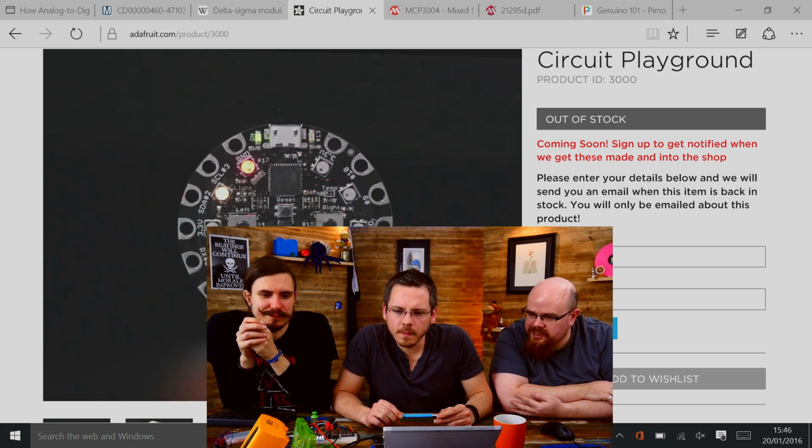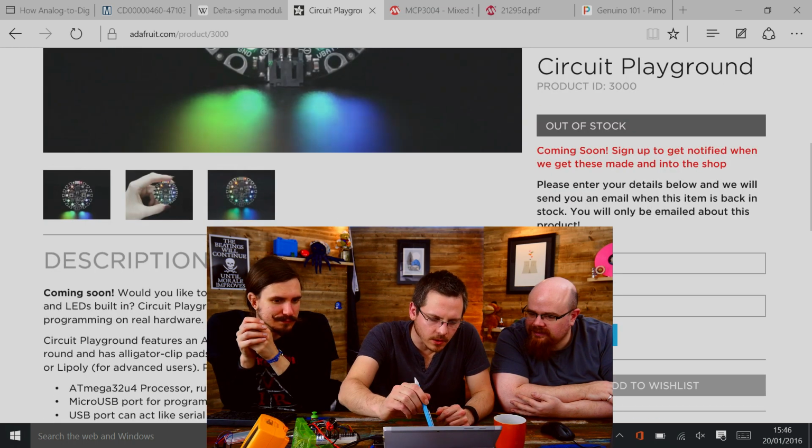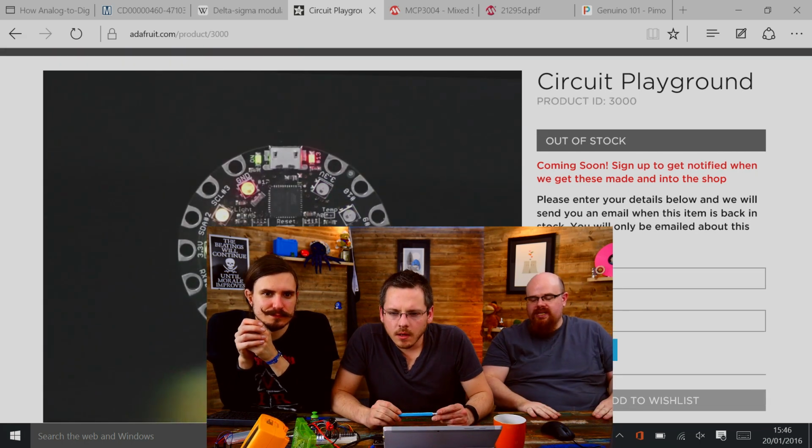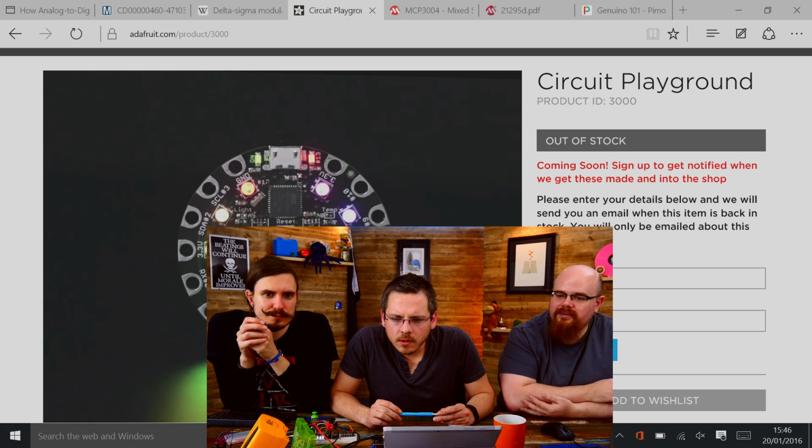And what's the micro on this? I don't know. Oh, 32U4, 32U4. So still old school. We're seeing a lot more ARM M0 coming through now, which is interesting.